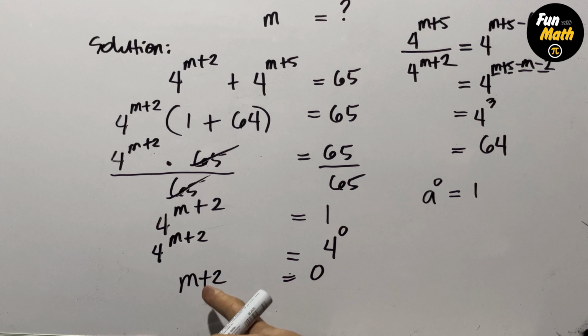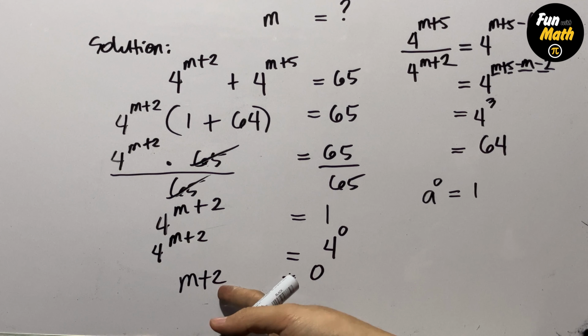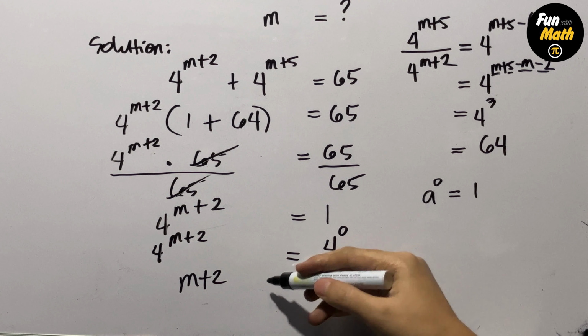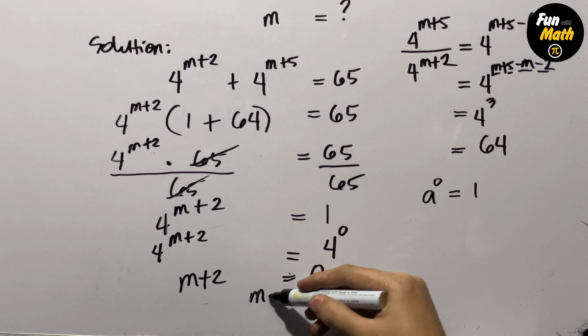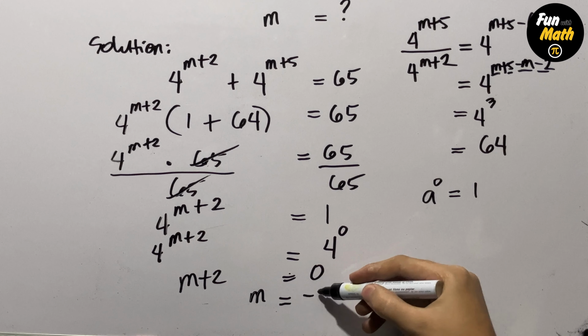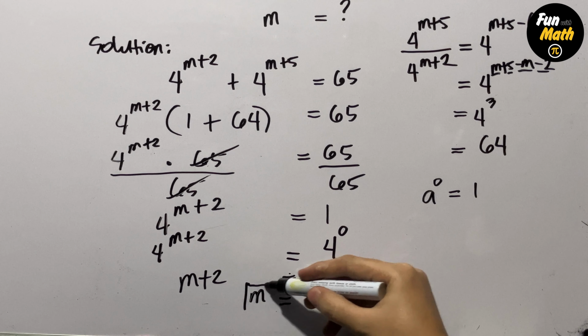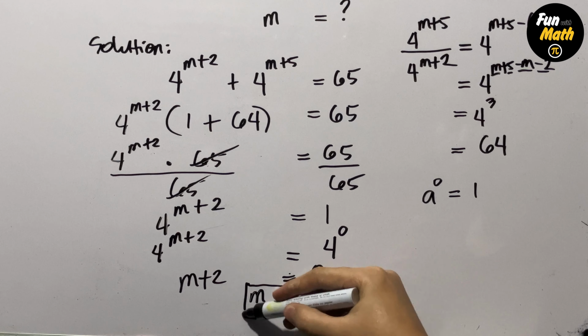And for this positive 2, we can take it through the other side. So we have the value for m, which is equal to negative 2. And this is the final answer. m is equal to negative 2. And now, let's check if this is correct.